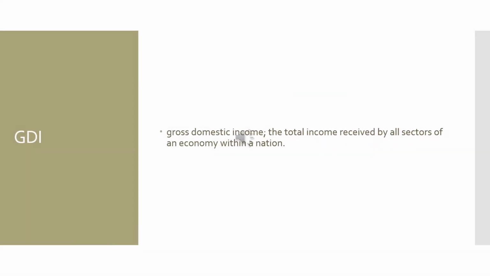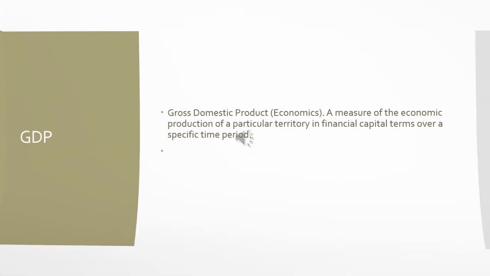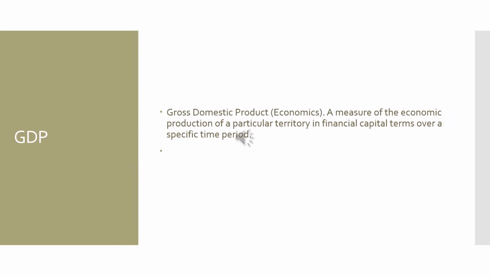Terms. GDI: gross domestic income, the total income received by all sectors of an economy within a nation. GDP: gross domestic product, economics: a measure of the economic production of a particular territory in financial capital terms over a specific time period.